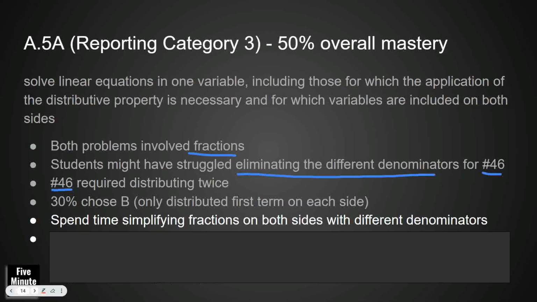So it's that distributive property. That's why it is its own entire standard, and it's a readiness standard. Students still need practice using the distributive property. So instructional implications. We need to spend time simplifying fractions on both sides with different denominators. Basically, take a look at number 46 and just generate additional practice problems with that so they can immediately identify, oh, I'd multiply by 10. If you have denominators of 7 and 3, multiply by 21. Let's get some practice on that.